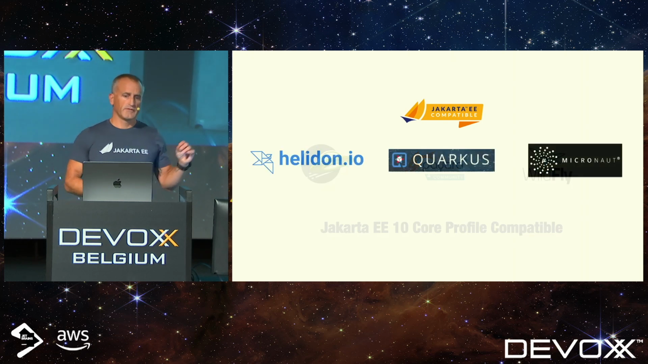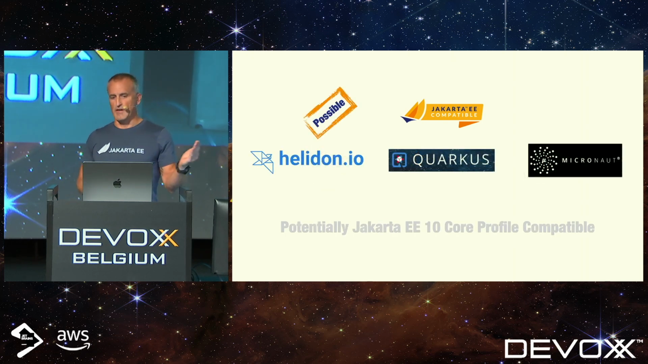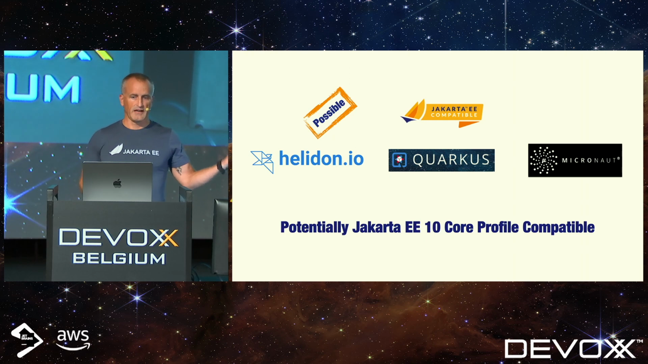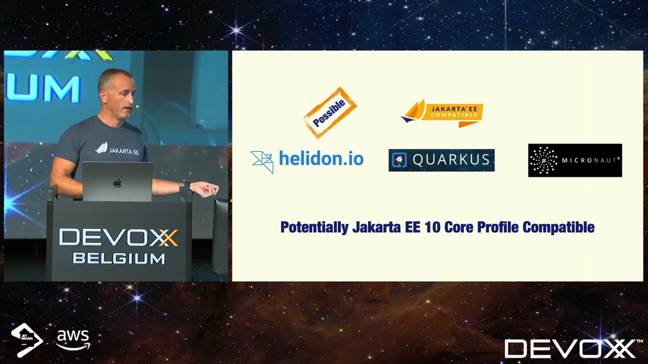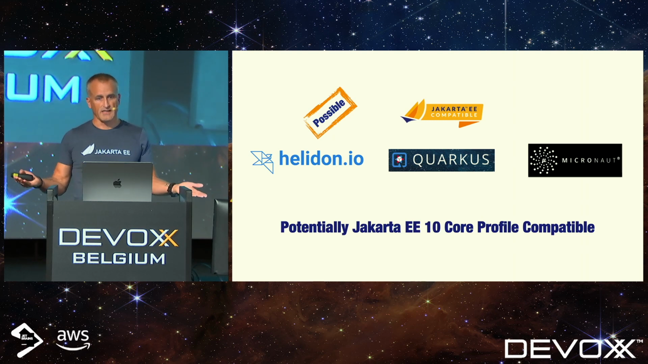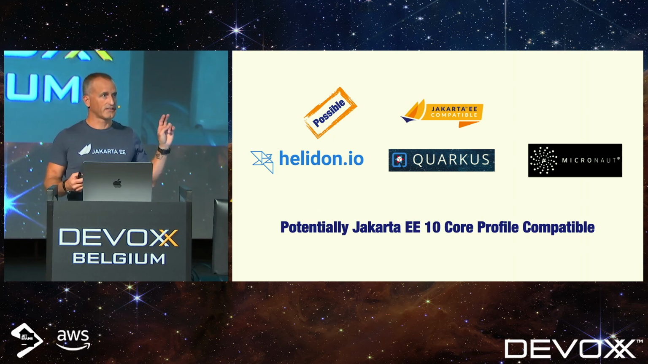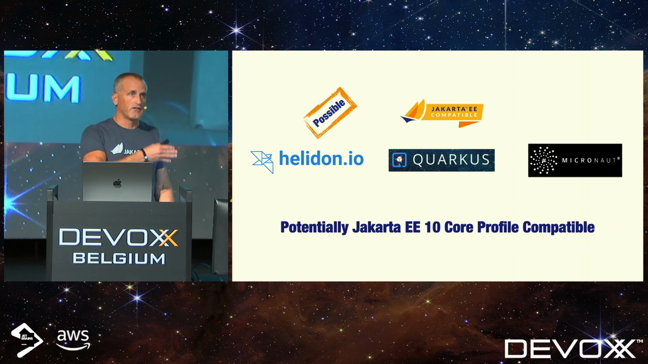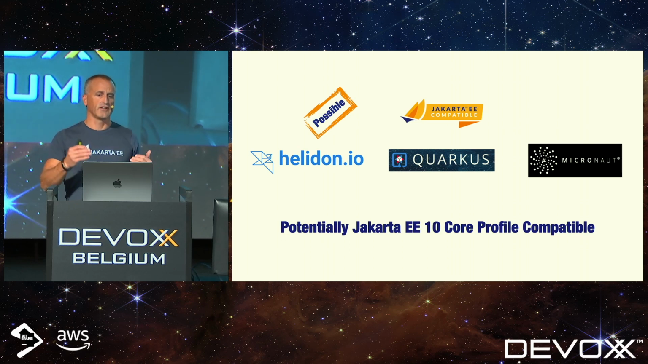But what really were in mind when we were thinking about the core profile was runtimes like Helidon and Quarkus and Micronaut, for example. Whether they will be compatible or not, that remains to be seen. But I think both Helidon and Quarkus have said that maybe early next year they will file for core profile compatibility. So these are the kind of runtimes that core profile is targeting.